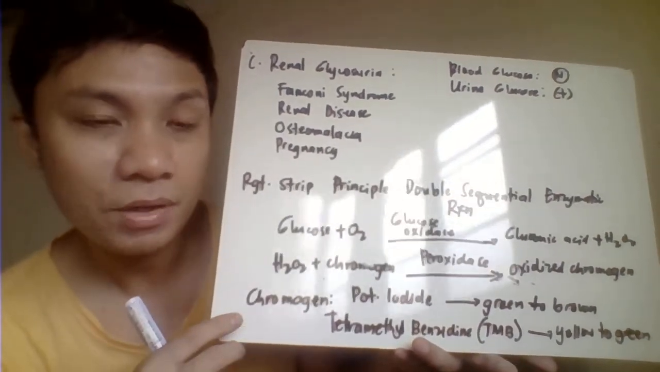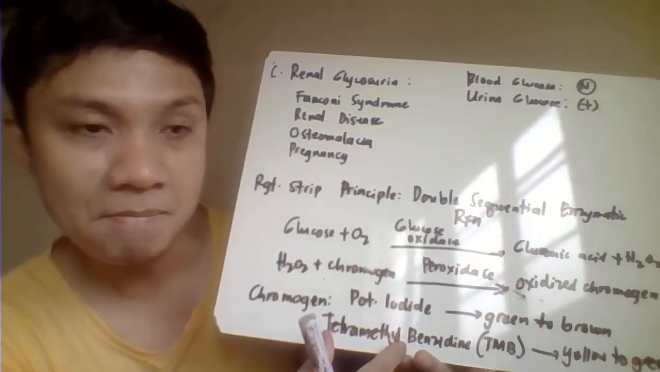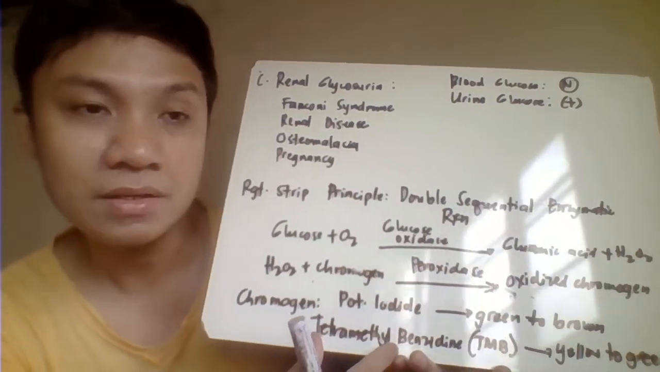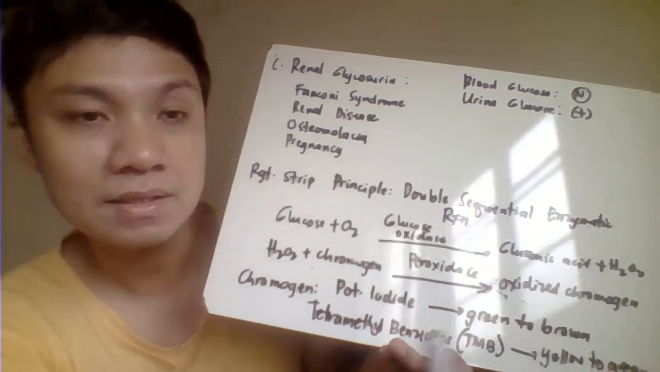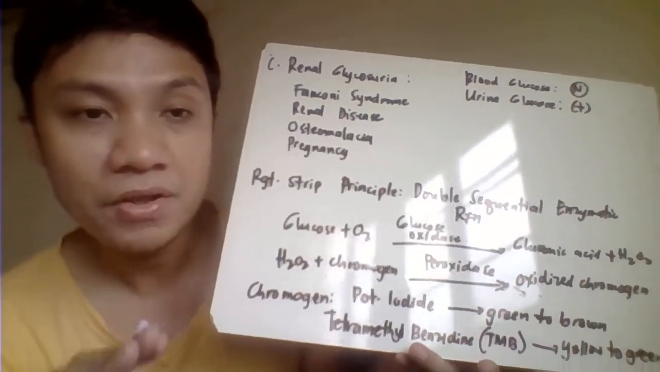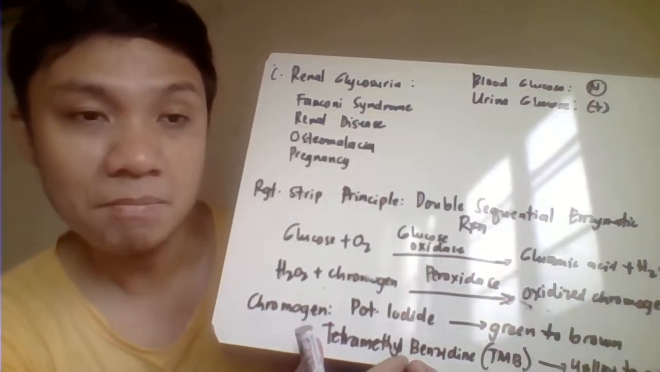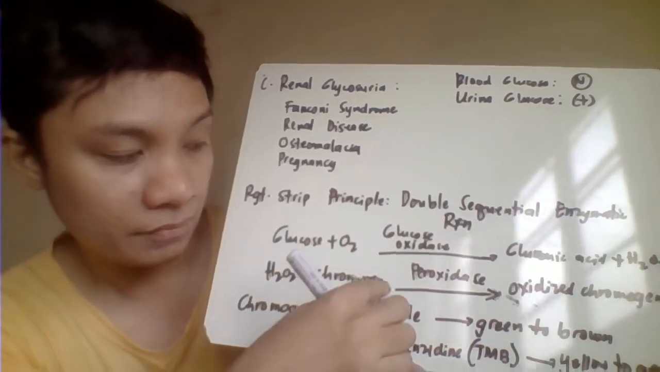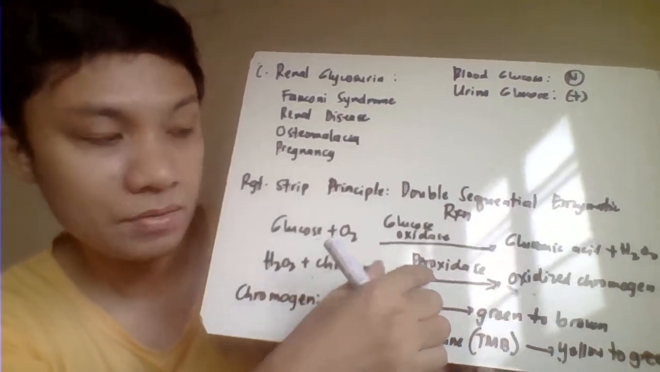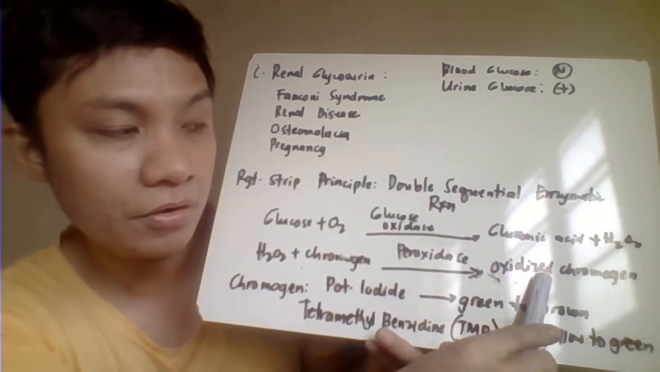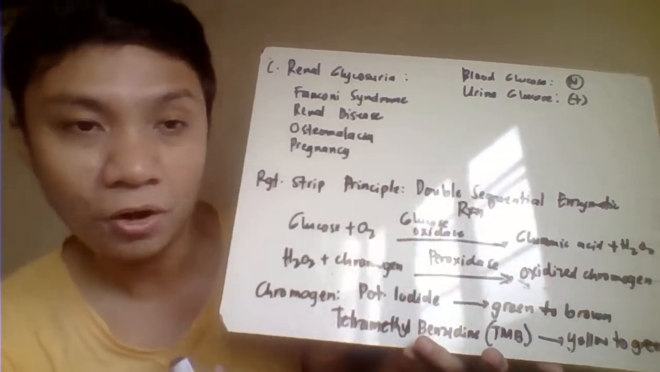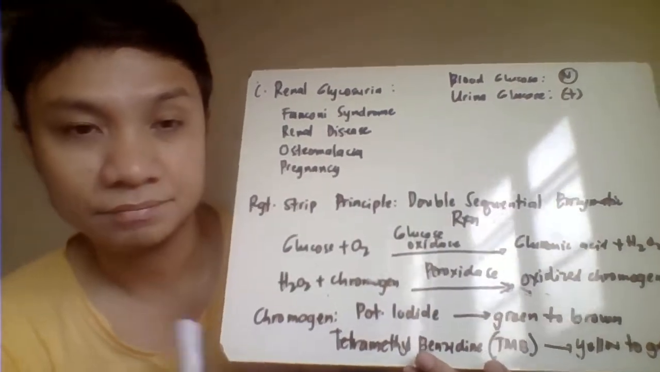Another chromogen na pwede natin gamitin, we have your tetramethylbenzidine. That will change the color from yellow to green. Yellow is negative, then green is the positive reaction. If your test pad, tetramethylbenzidine ang kanyang chromogen, then we have here your peroxidase, which tries to oxidize your chromogen to become the oxidized chromogen, which is the colored end product.